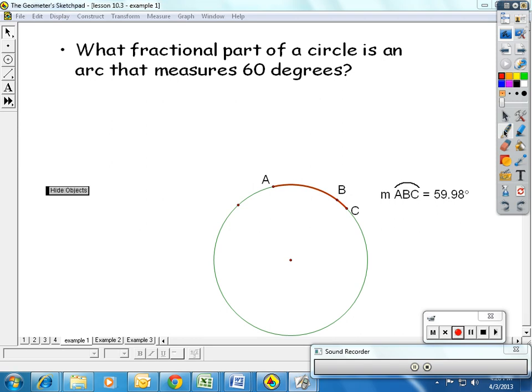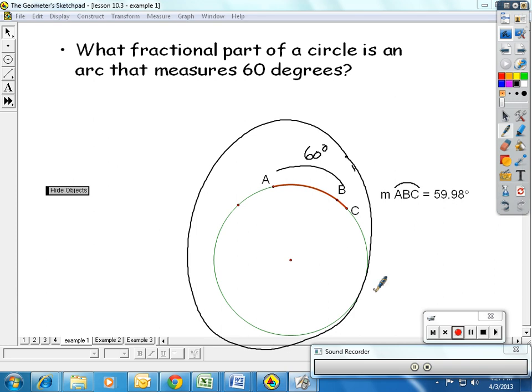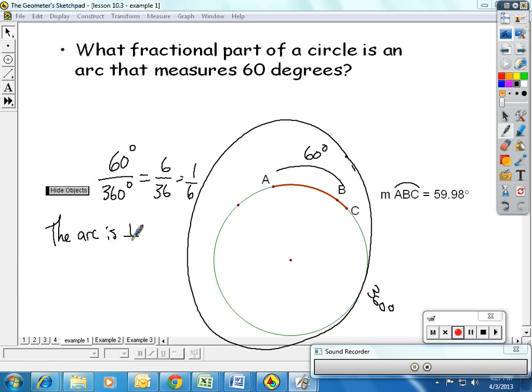Well, if I want to know what fraction of the circle, this is 60 degrees out of all of this, which is 360 degrees. So what fractional part would be 60 degrees out of 360 degrees, and that is 6 out of 36, or 1/6. The arc is 1/6 of the circumference.